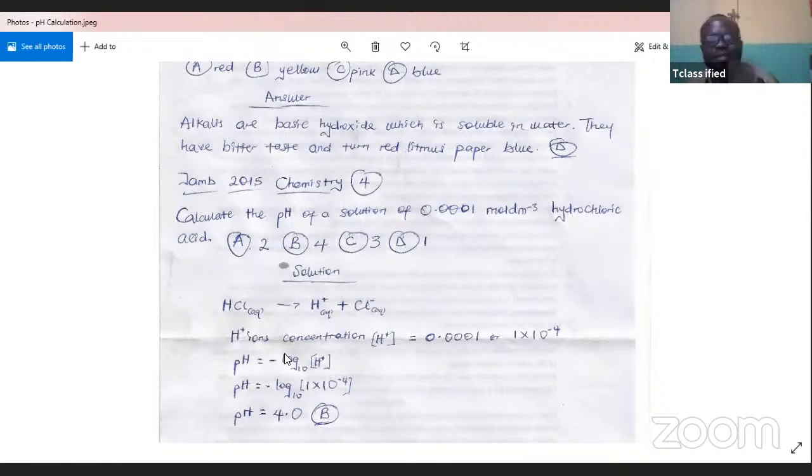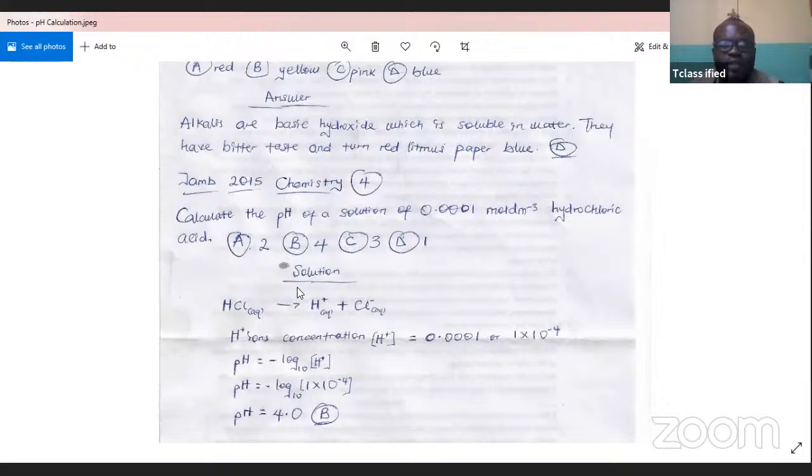Okay, so pH is simply the negative logarithm of the concentration of the hydrogen ion. And how do you get to know the concentration? You get to know the concentration from how it is stated in the question. Here we have to calculate the pH of a solution of 0.001 mole per dm cube.